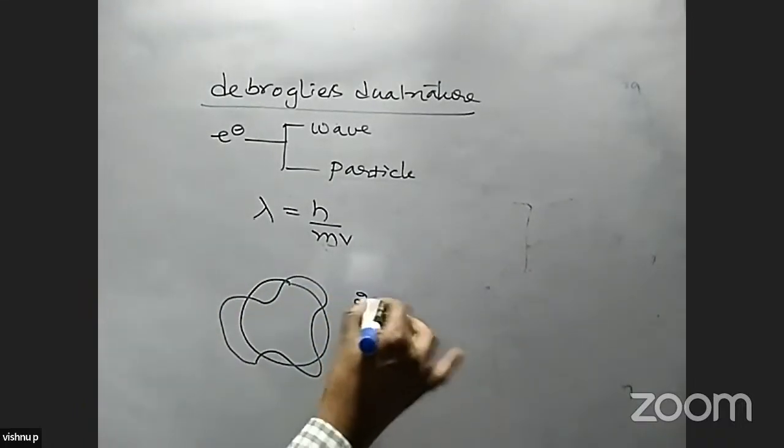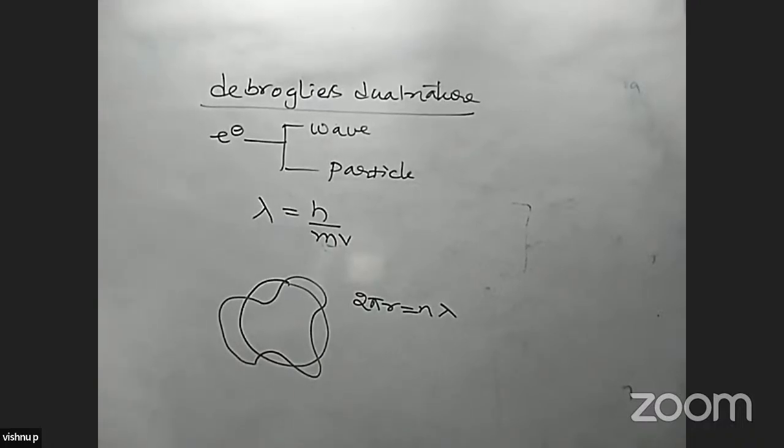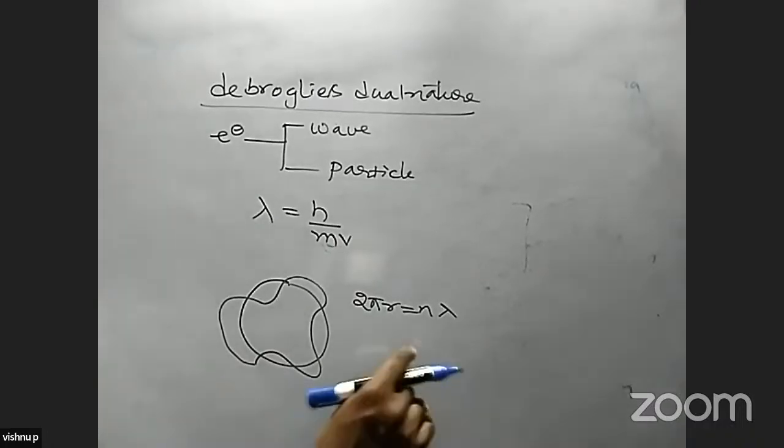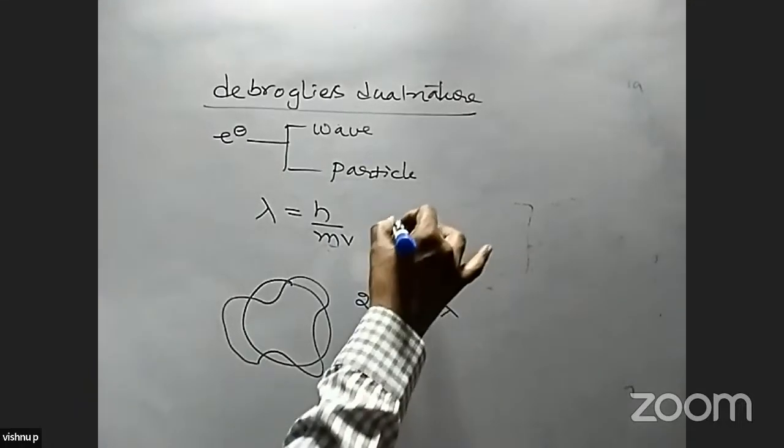So this is the wave nature. And according to this, 2 pi r should always be equal to n lambda. That is called a continuous wave. 2 pi r is the circumference of the orbit, n is the orbit number, lambda is the wavelength of that electron. This is called de Broglie's dual nature of matter, and we can use this formula also.